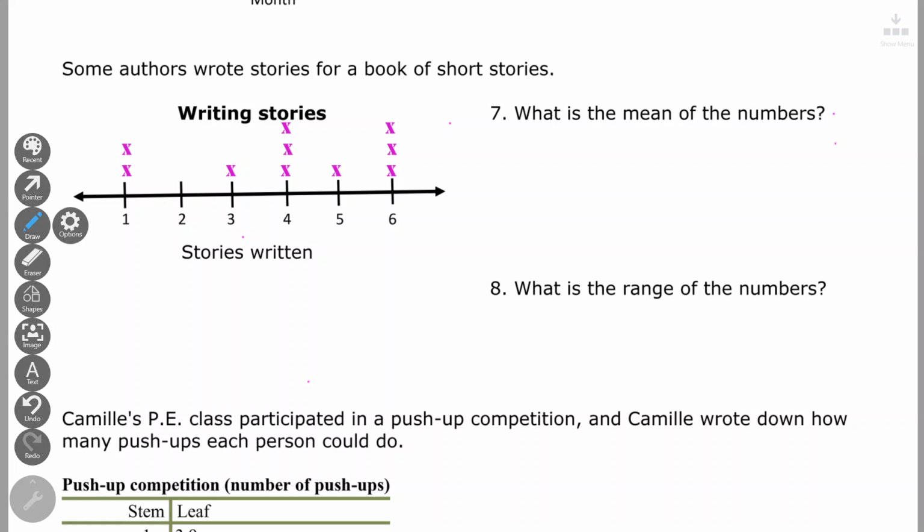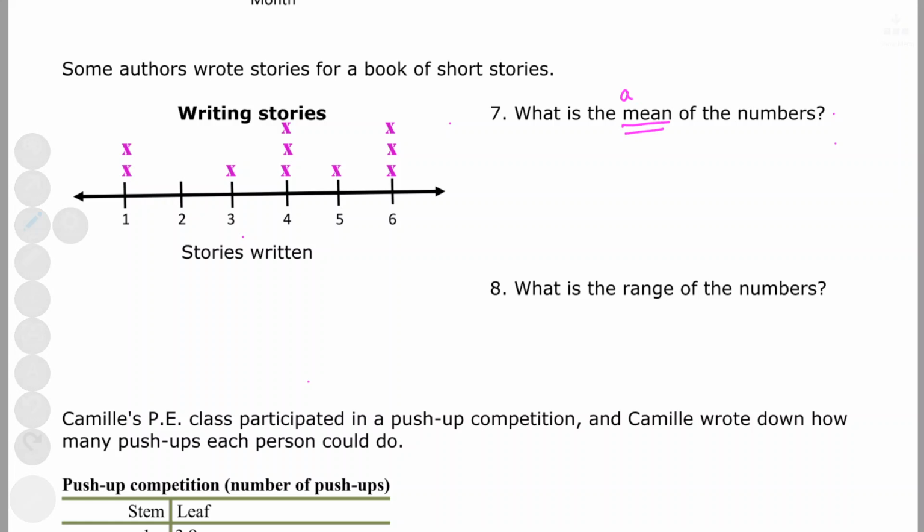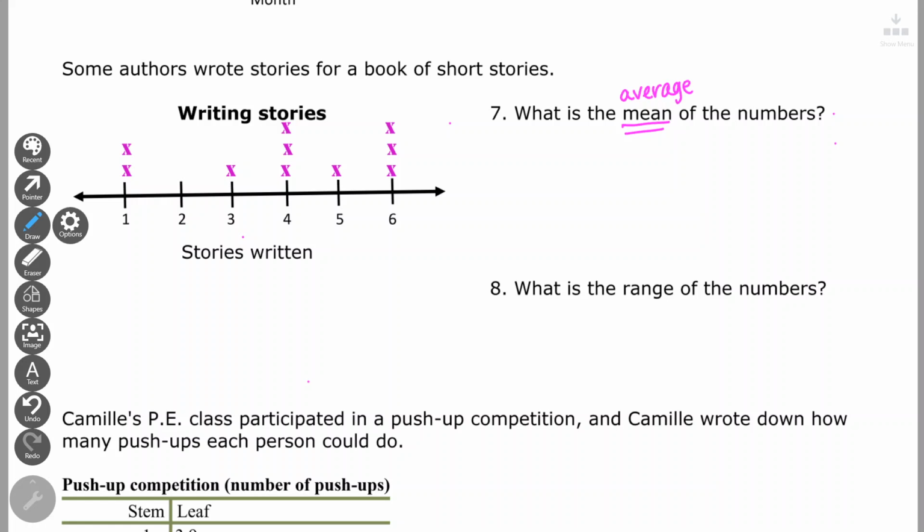So what is the mean of the numbers? Now remember, mean means the average. So we've got to add up all the numbers and divide by the number of data points. So if we write all of these numbers out, we're going to have 1, and we're just going to add them together. 1 plus 1, because there were 2 x's over the 1. There is 1 x over the 3, so that means 3 happened once. There were 3 x's over the 4, so we've got to add 4 and write that down 3 times, because there were 3 x's over the 4. There was 1 x over the 5.